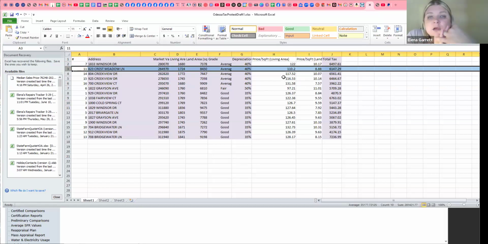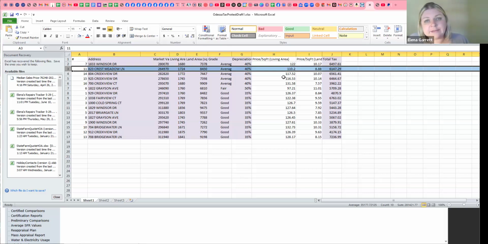So this is where your argument comes in. You need to say, look, you are saying that my improvements are worth $117 per square foot. So if my house is similar to this home, why then is my neighbor paying 110 for his improvements? It is not equitable, and because it is not equitable, it is not fair. And basically what I'm asking you to do, Mr. and Mrs. appraiser, is I need you to charge me the same as my neighbor in Crest Meadow. I want 110 per square foot, just like my neighbor.